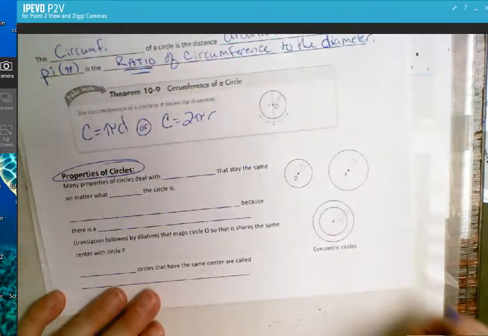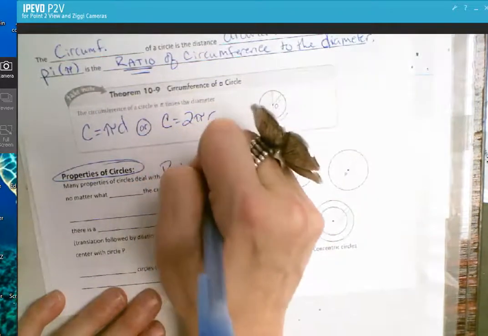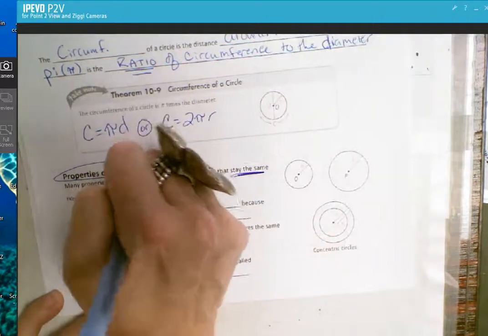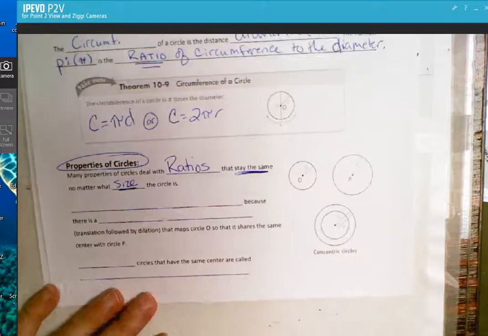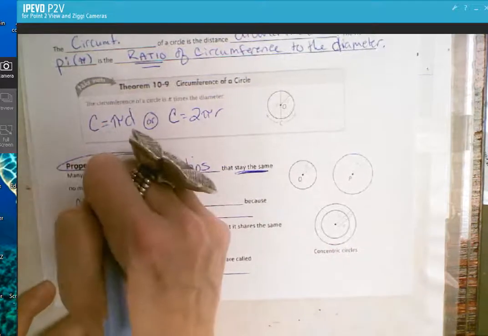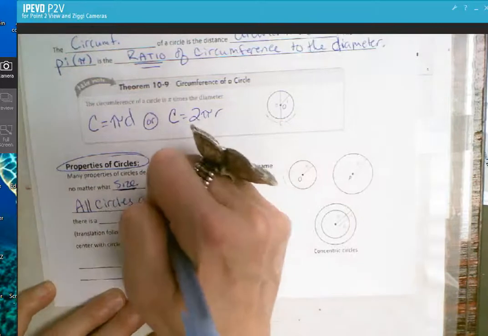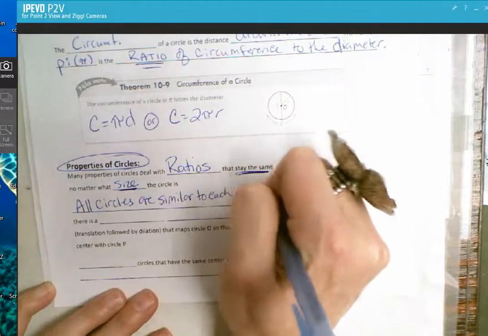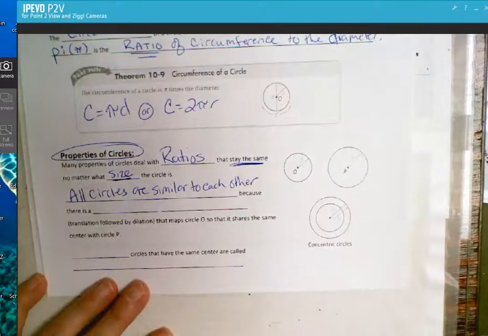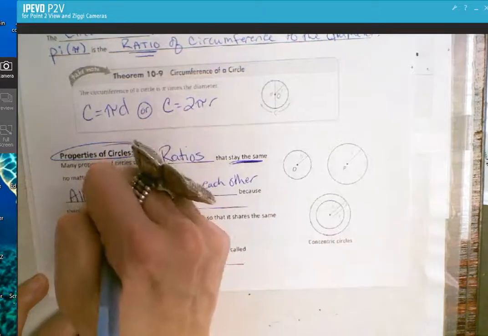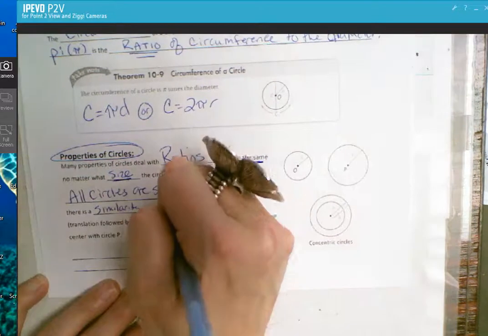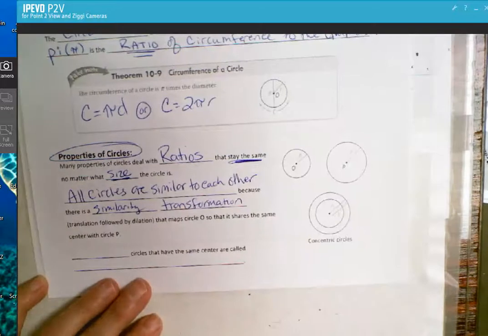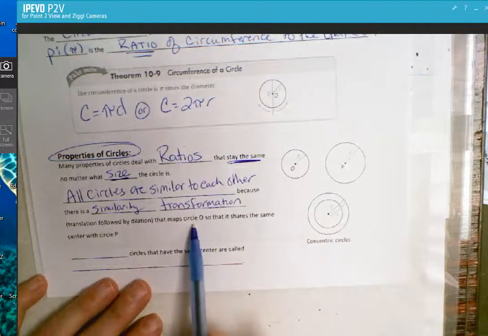Many properties of circles deal with ratios. It's all about ratios that stay the same no matter what the size of the circle is. So we're going to take a look at those as we go. All circles are similar to each other because there is a similarity transformation. We know that's a translation followed by a dilation that maps one circle onto the other.